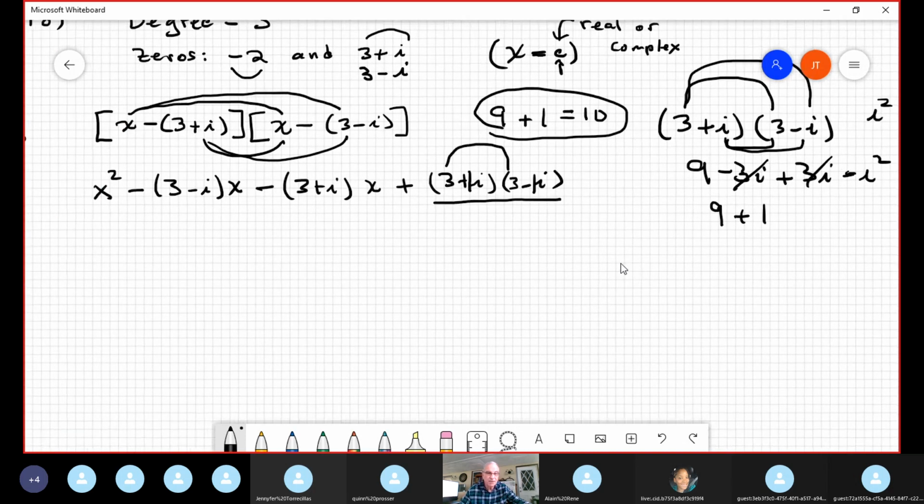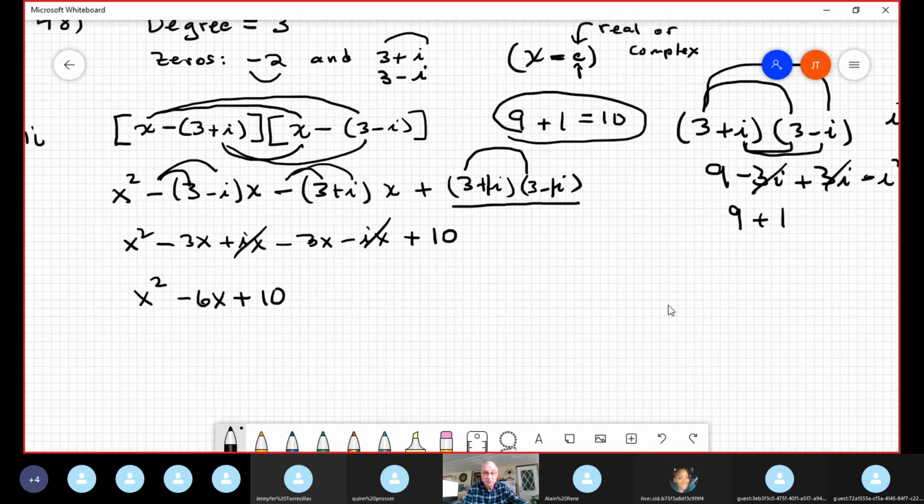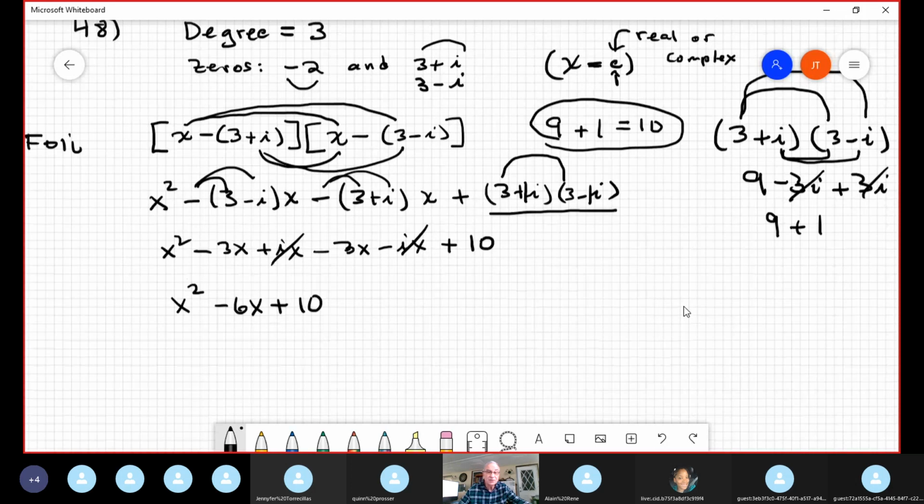Therefore, the thing we have so far is x squared. I take advantage and remove this parenthesis. It is minus 3x plus ix, negative positive, minus 3x minus ix plus 10. Now look, I like that. The imaginary parts cancel. It always happens when you are doing it in this order. We have x squared minus 6x plus 10. And this was the second degree polynomial that we obtained after the multiplication.